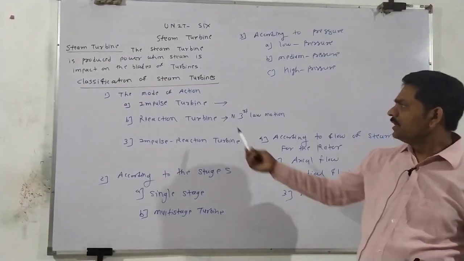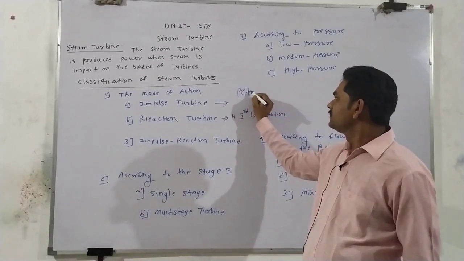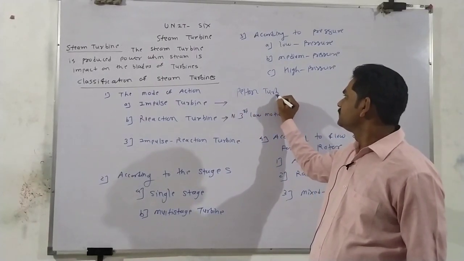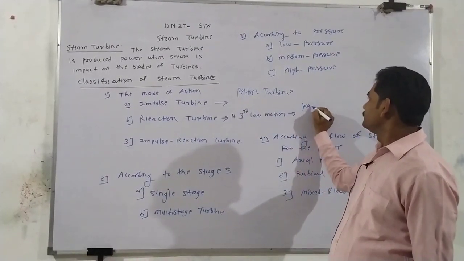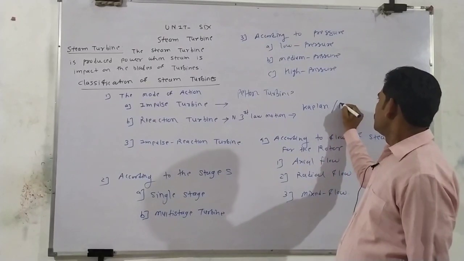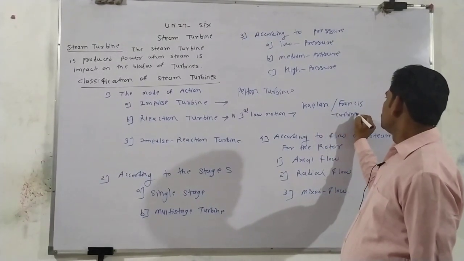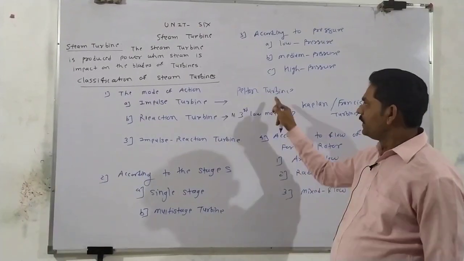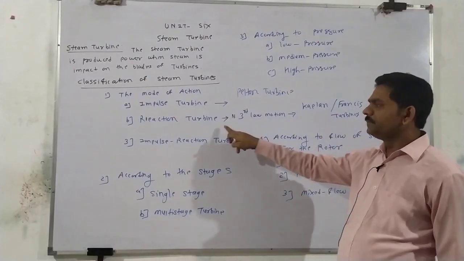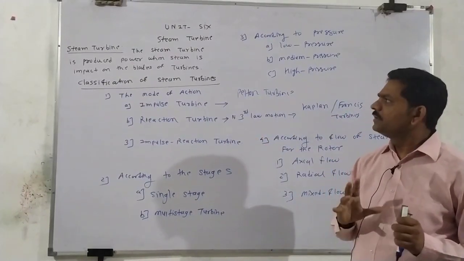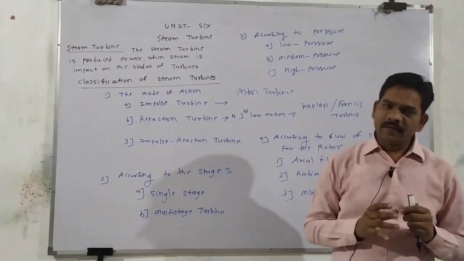In impulse turbines, we have the Pelton turbine, and in reaction turbines, we have the Kaplan and Francis turbines. Yes or no? Yes. The Pelton turbine is in the category of impulse turbines and the Kaplan turbine is in the category of reaction turbines. So this is the shortcut and easiest way of introduction to steam turbines.